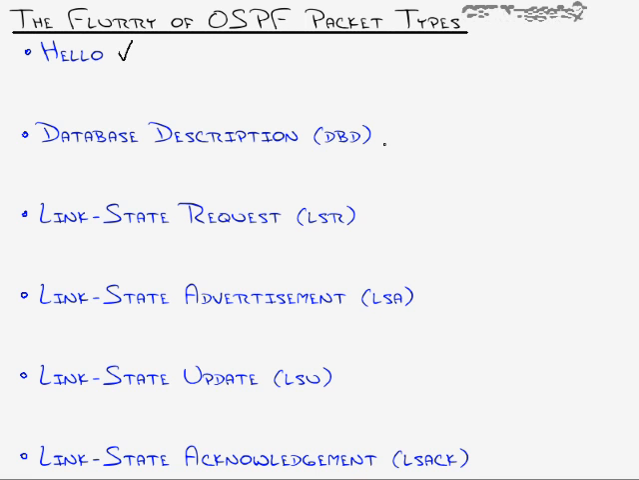The database description packet is the cliff notes of the link state database, so that we can have the routers exchange the whole topology table without giving too much redundant information, because all the routers should have a fairly similar database for the most part, so just the cliff notes are necessary.